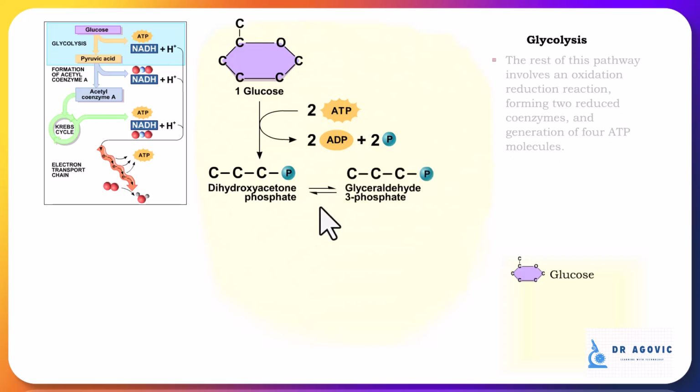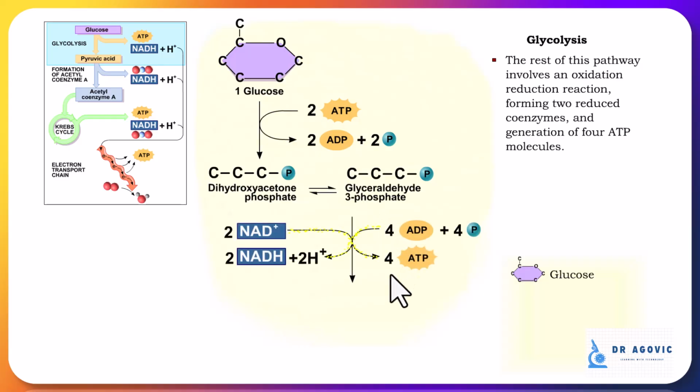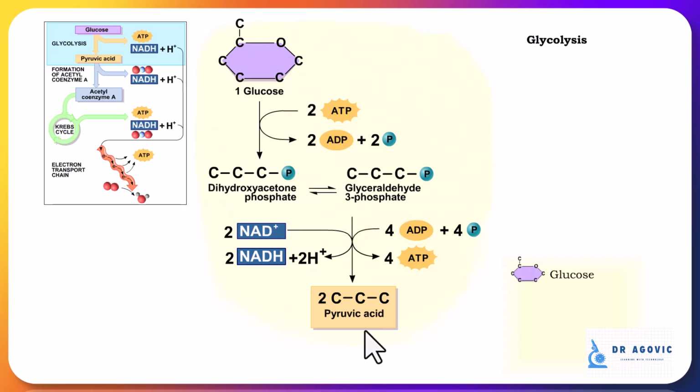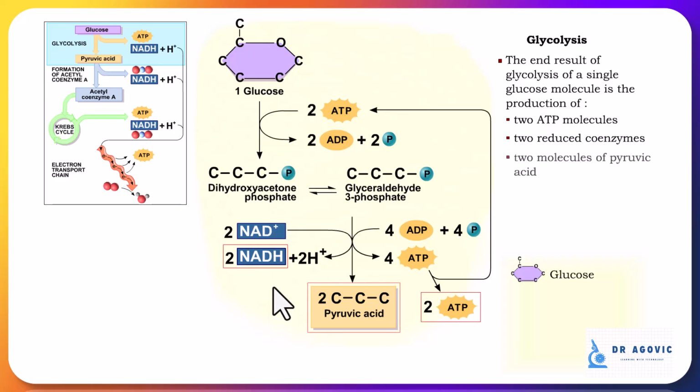The second part of glycolysis is the oxidation of these smaller phosphate molecules, thus producing reduced coenzymes and some ATP. As a result of glycolysis of a single glucose molecule, 2 ATPs are produced and 2 reduced coenzymes. Much more energy is still in the 2 pyruvic acid molecules that remain from the single glucose molecule. Let's learn about the fate of these pyruvic acid molecules.